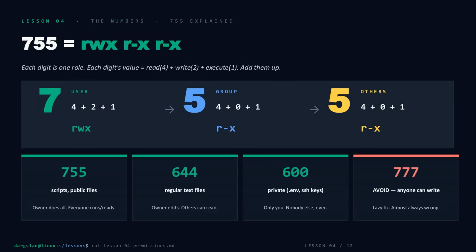Here's the code we promised to crack. Each digit is just read plus write plus execute. 4, 2, and 1, added together for 1 role. So 7 is 4 plus 2 plus 1, all 3 permissions. 5 is 4 plus 1, read and execute, no write. That's why 755 means the owner does everything, while group and others can run and read. Use 644 for regular files, 600 for secrets like .env or SSH keys, and please avoid 777. That's letting the whole world write to your file.